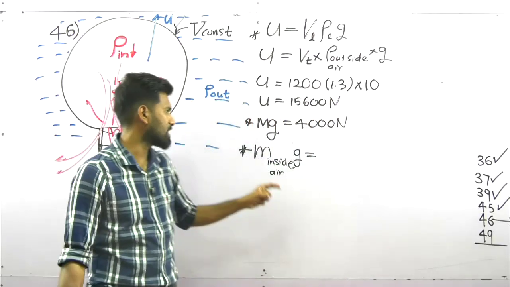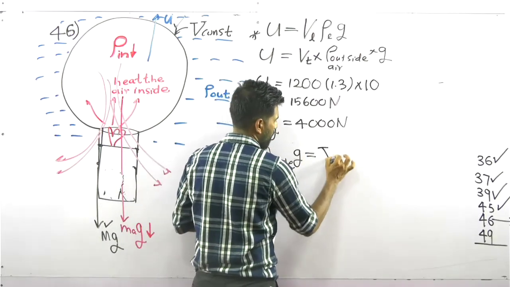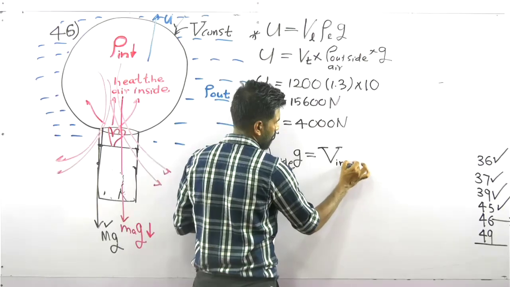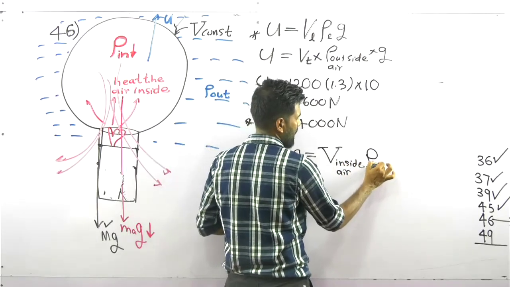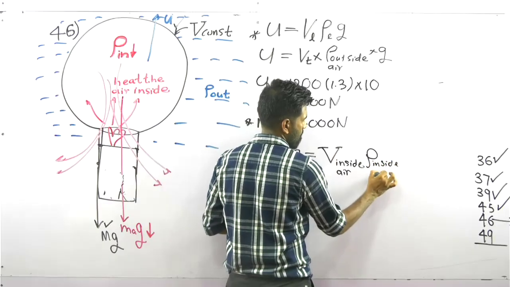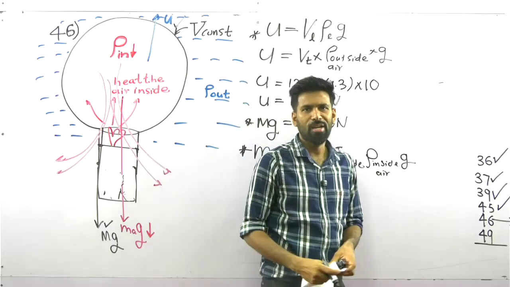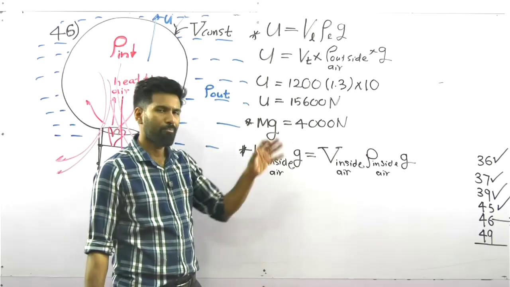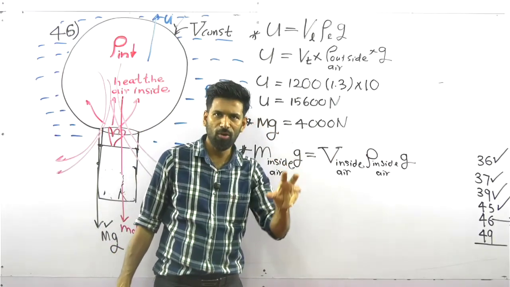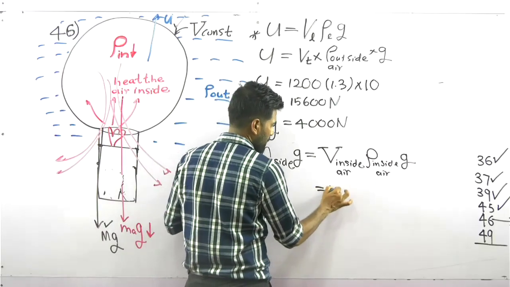Let's find the weight of inside air. Weight of inside air is equal to the volume of inside air multiplied by the density of inside air multiplied by g. Weight of inside air is the mass of inside air times the acceleration of gravity. Mass of inside air is the inside volume times the inside density. Inside volume is also 1200.